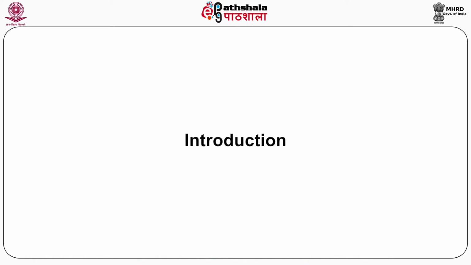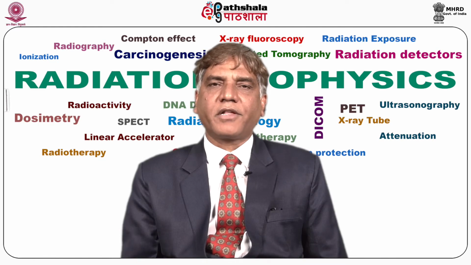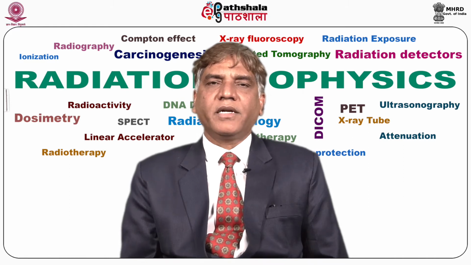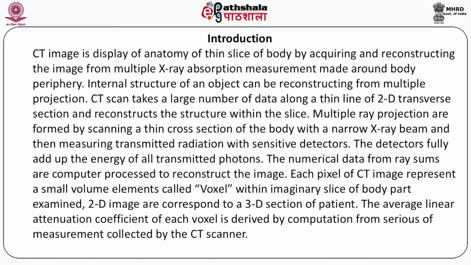First of all, I give you an introduction about CT. A CT image is a display of the anatomy of a thin slice of the body by acquiring and reconstructing the image from multiple X-ray absorption measurements made around the body periphery, and then the internal structure of an object can be reconstructed from multiple projections. CT scan takes a large number of data along a thin line of a two-dimensional transverse section and reconstructs the structure within that slice.